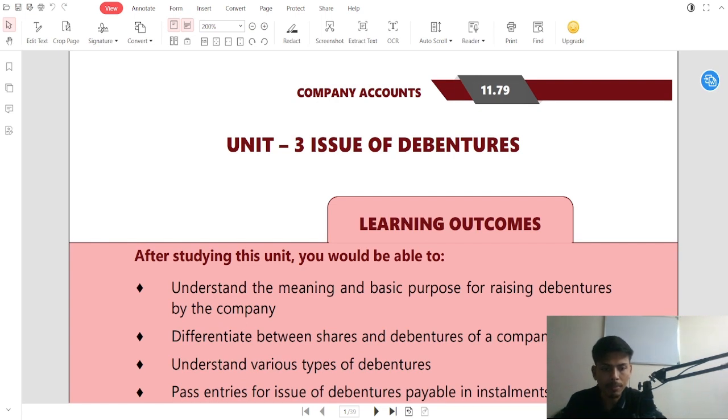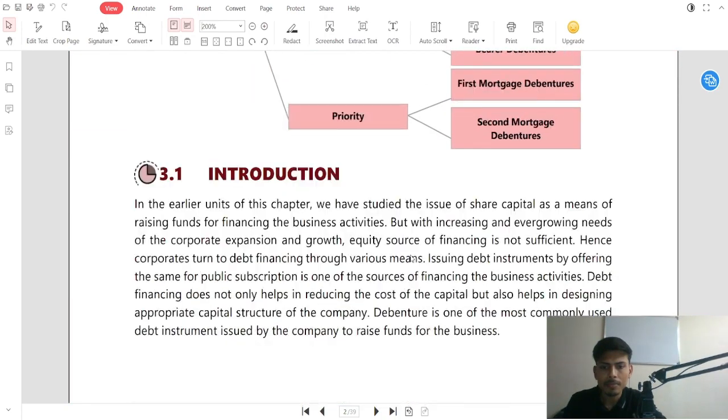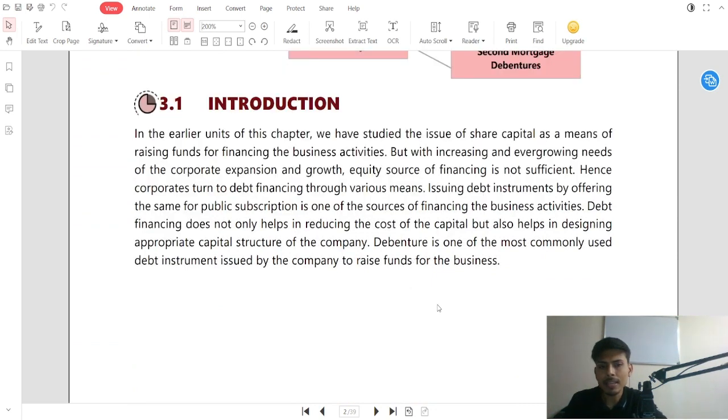Let's go through this once. Okay? Let's discuss this. See, it's clearly written here: issuing a debt instrument by offering it for public subscription is one of the sources of financing business activities. Debt financing not only helps in reducing the cost of capital but also helps in designing an appropriate capital structure of the company. Debenture is one of the most commonly used debt instruments issued by the company to raise funds for the business.